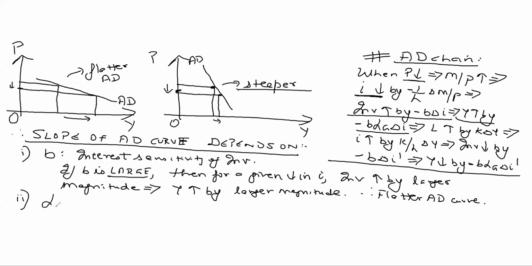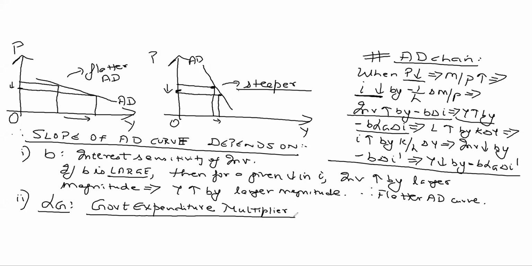Second, alpha G. Alpha G, all of us know, denotes the government expenditure multiplier, 1 upon 1 minus C into 1 minus T. We had derived it in the ISLM lectures. Now, for the AD curve to be flat, what should alpha G be? Obviously, alpha G should be large. The larger the alpha G, the greater the magnitude by which the IS curve will shift, and the higher will be the output in the economy.